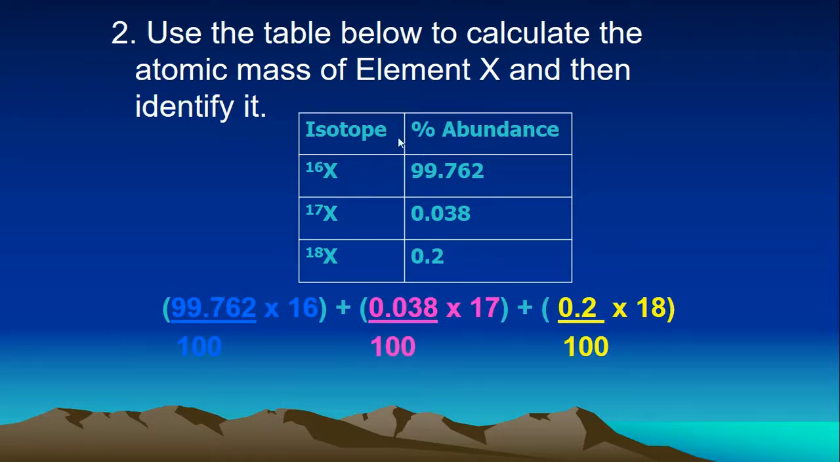We're going to do this number over 100 times 16, this number over 100 times 17, this number over 100 times 18. You enter that into your calculator. You get 16.004. Now you go to your periodic table. Which element has a mass of around 16? When you look, you will find that that is oxygen. This problem we're solving is for oxygen.